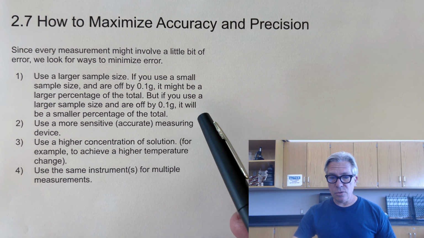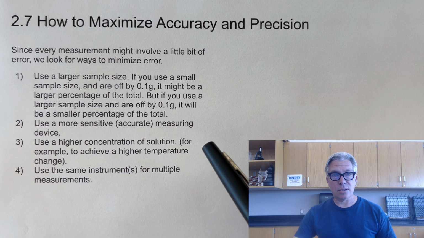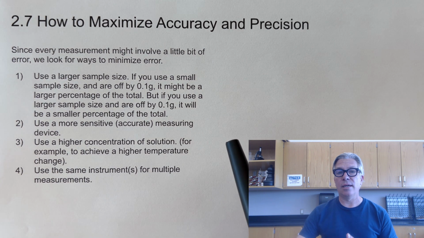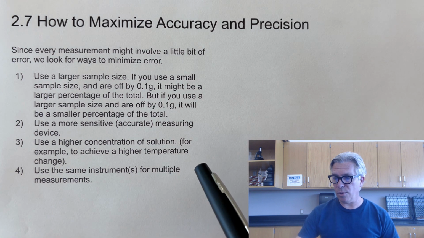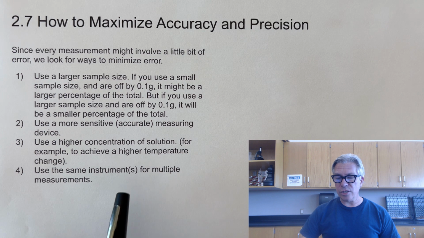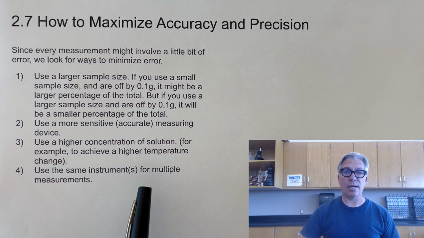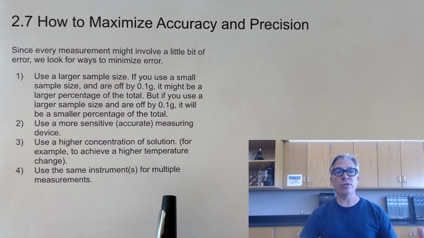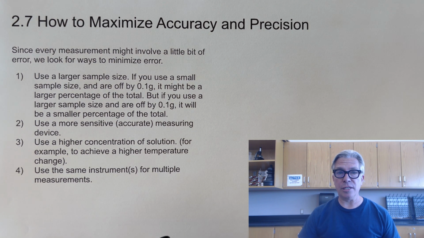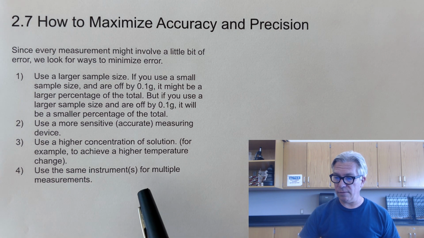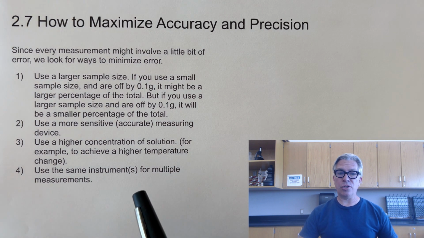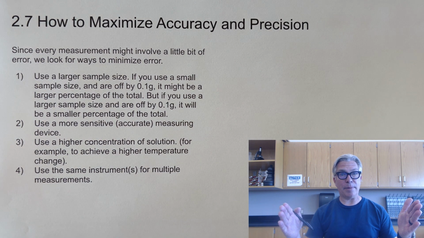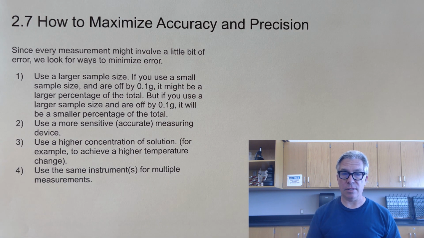less error. Use a more sensitive measuring device. So if you have a choice between a scale that goes to the hundreds and a scale that goes to the thousands or the 10,000s, use more digits because that'll give you more accuracy. Use a higher concentration of solution. I see this question a lot on AP chemistry exams. How could the student have found the enthalpy change to a better degree of accuracy? And one of the ways to do it is to use a higher concentration of solution. So you get double the reaction or triple the reaction, triple the temperature change, and now you've got a wider temperature change. So if you're off by a little bit, you can have a little bit less error.